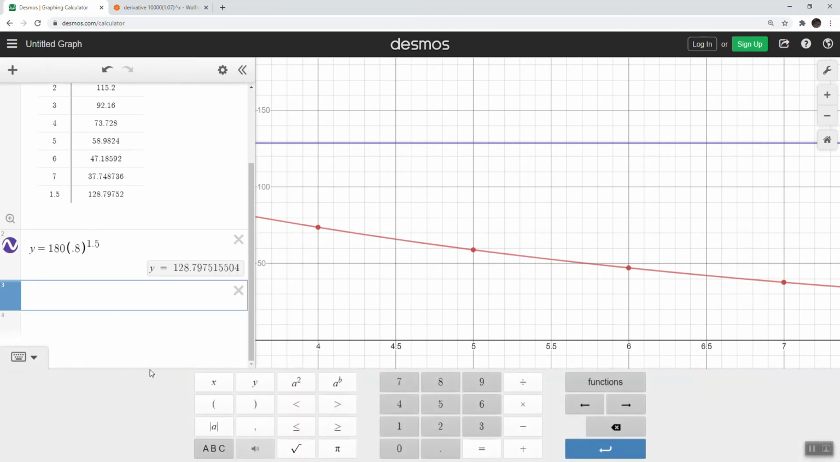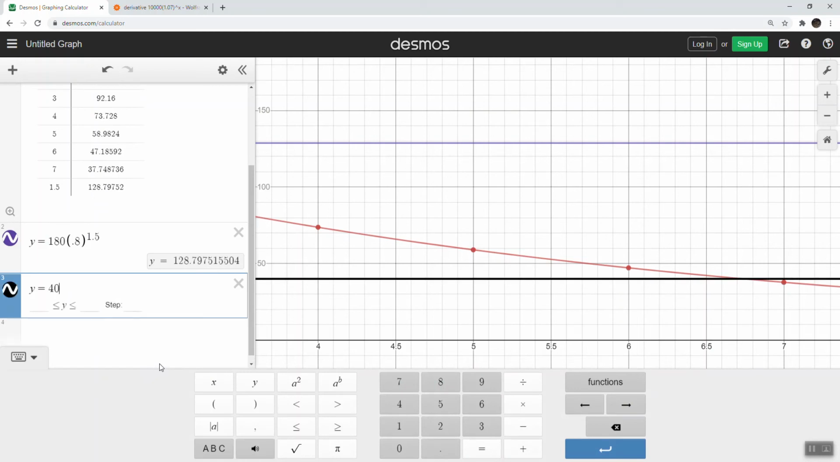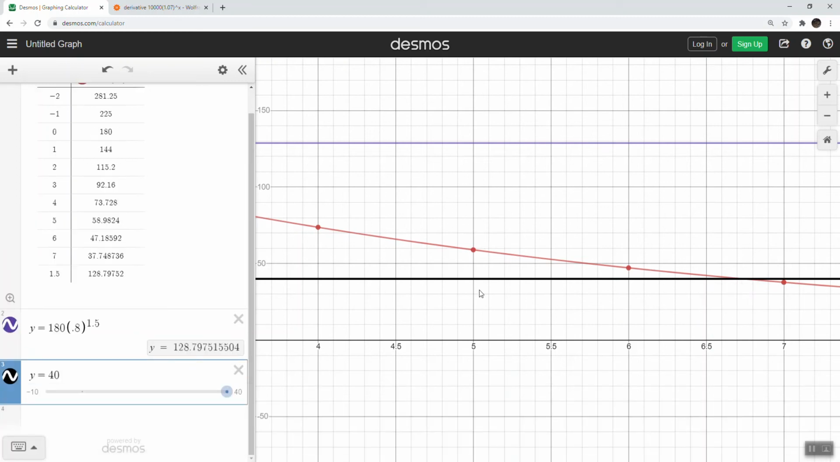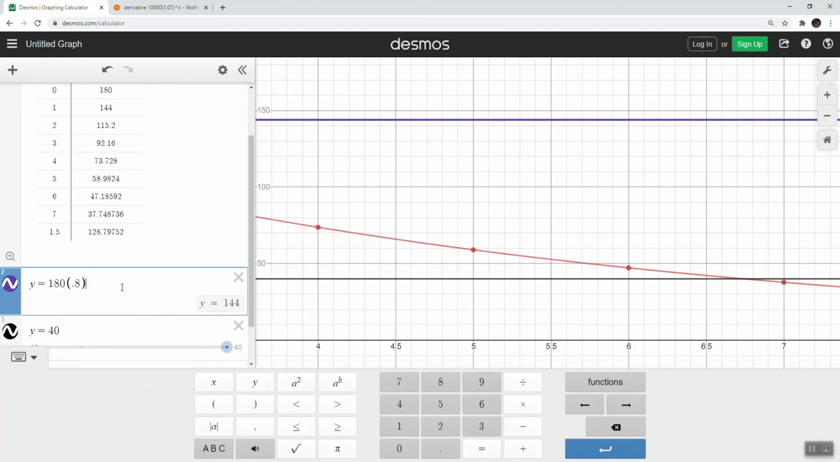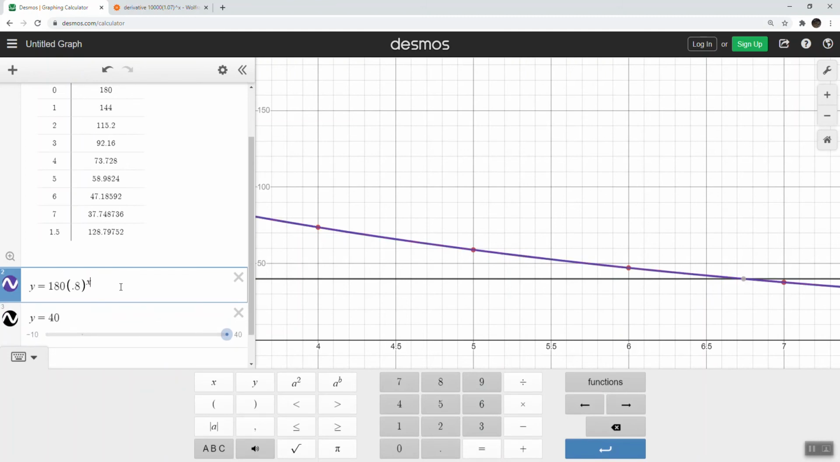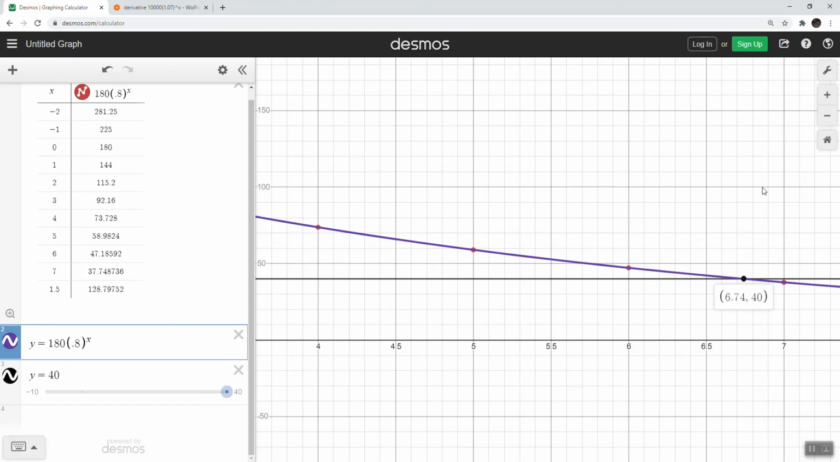Why don't we just find it exactly? We've got this awesome Desmos calculator. That 40 milligrams is a y value. Type in y equals 40, and let's click where these graphs cross. Oops, we can't do it when it's a table, so we just have to retype the equation. y equals 180 times 0.8 to the x, and then we can click the intersection point, and we get that the x value is 6.74 hours. That's the best approximation of that value.